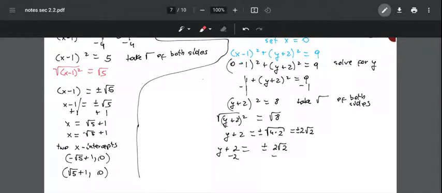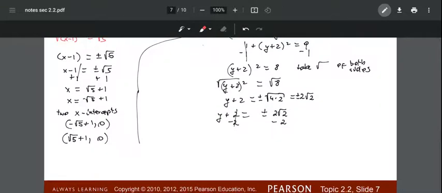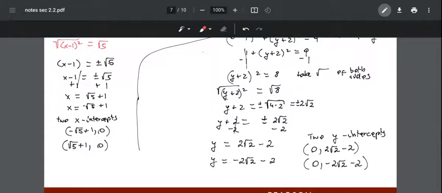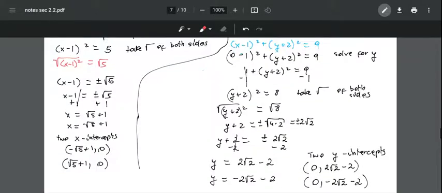I will subtract 2 from both sides, and we will have 2 y-intercepts. The first one will be positive 2√2 minus 2, and the second y-intercept will be negative 2√2 minus 2. That positive-negative means that you will get 2 y-intercepts: the point (0, 2√2 - 2) and the second one (0, -2√2 - 2). Of course, if you need to graph it, you want to estimate what 2√2 minus 2 is equal to.